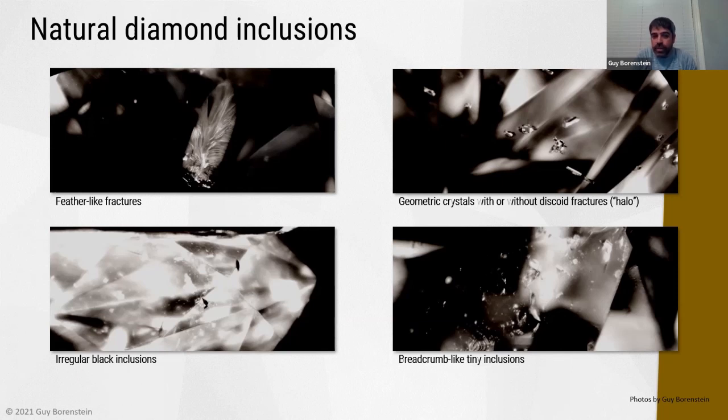Why is that? Because all the others can be found in lab-grown diamonds. Fractures can be found in every material in the world. Black inclusions can also be found in lab-grown, and minute inclusions, because we do not know their nature, we don't know exactly what they are. The only thing that for now is not available in lab-grown diamonds is crystals with a geometric shape.